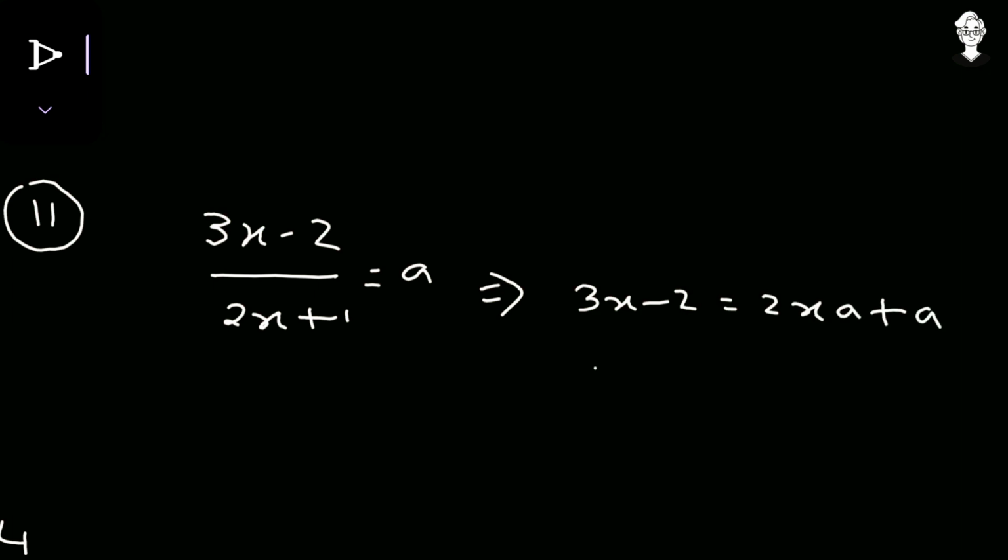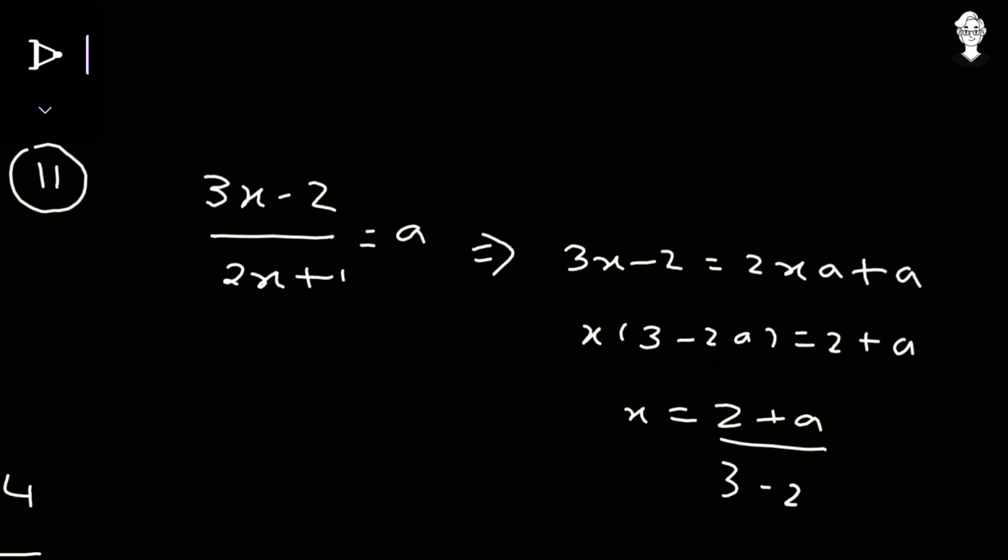We can shift 2 over there and 2 times x a over here. So x taken common, so (3 minus 2 times a) x is equal to 2 plus a. So from here the value of x is going to be equal to (2 plus a) upon (3 minus 2 times a). So here we have the value of x in terms of a.